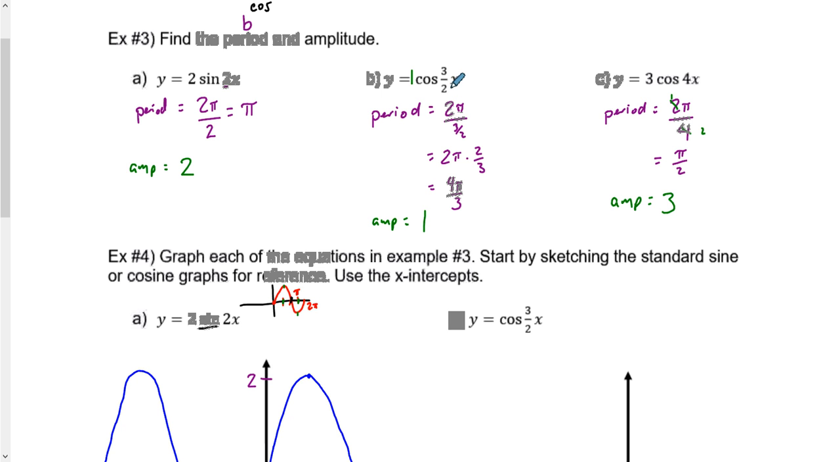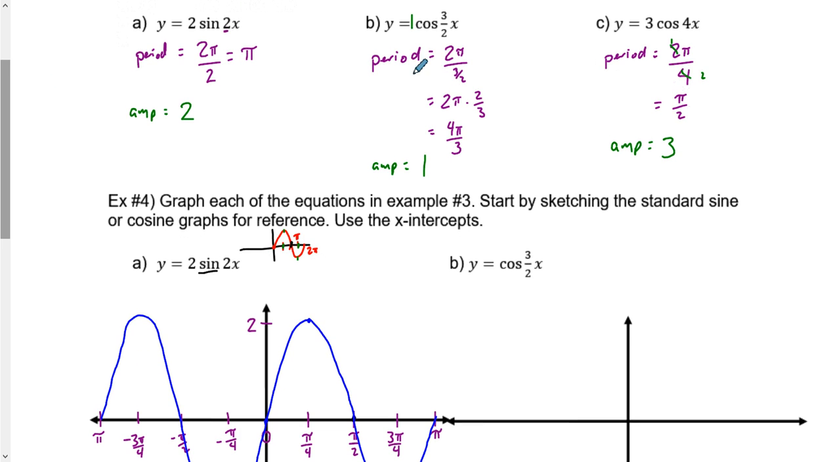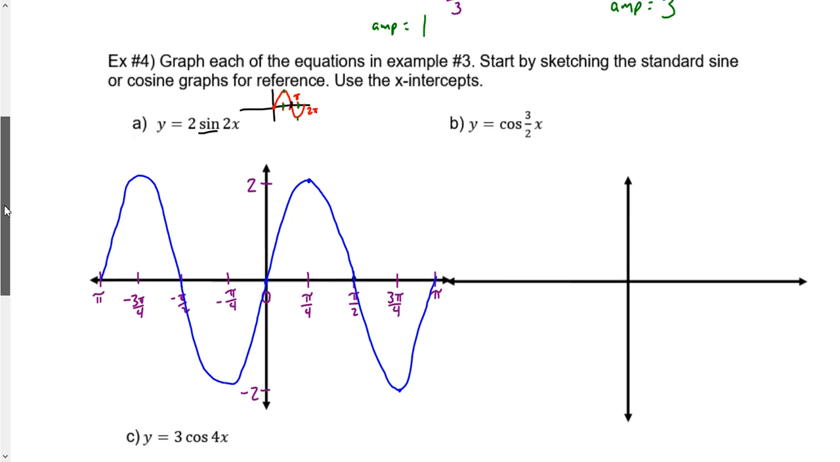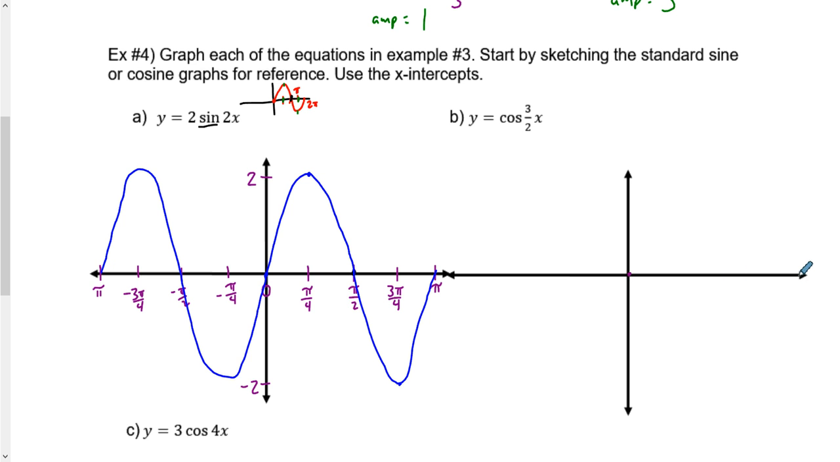Cosine of 3 over 2x. Well, our period in this one is 4 pi over 3. So let's split it nicely. The time that it takes to repeat itself is going to be 4 pi over 3. Halfway, splitting 4 pi over 3 into 2, it would be 2 pi over 3. This one works out really nicely, and it's split up very perfectly.